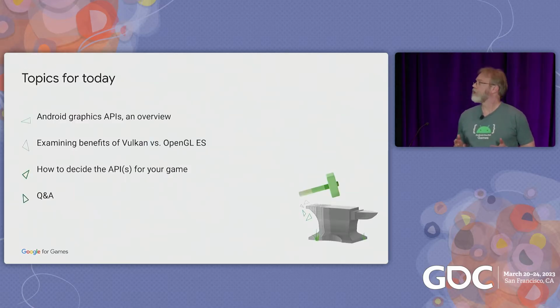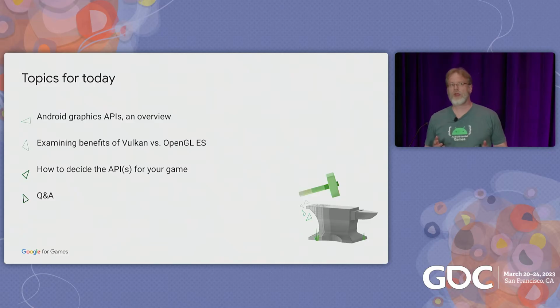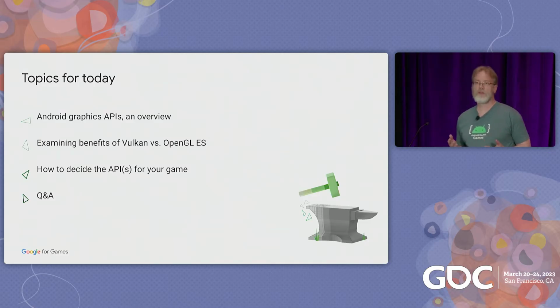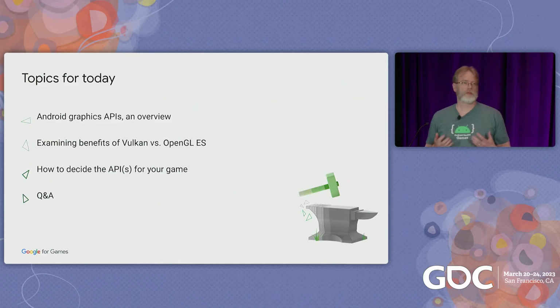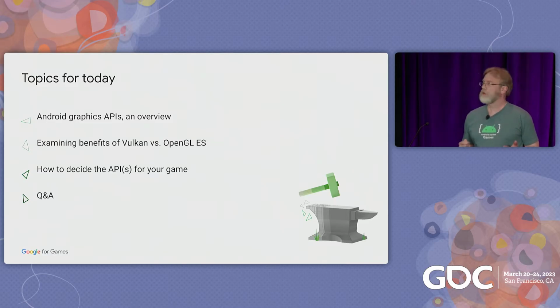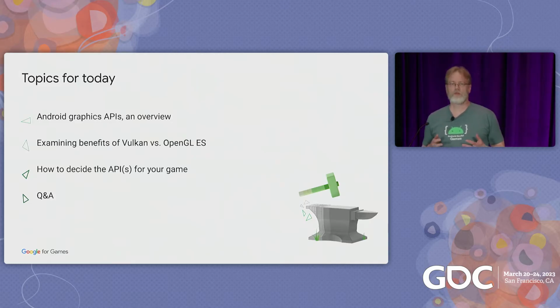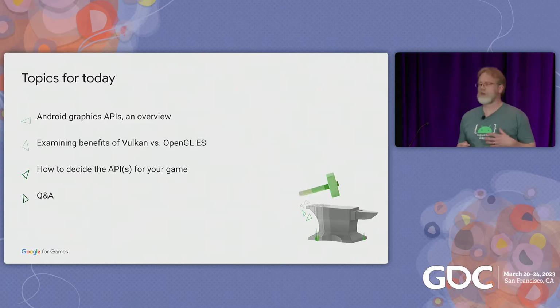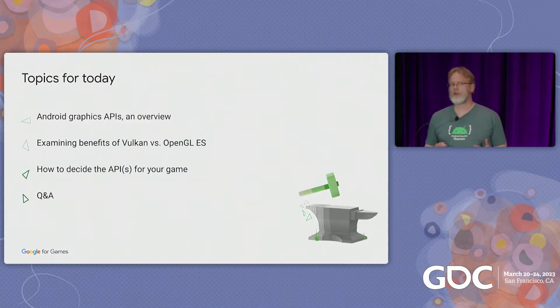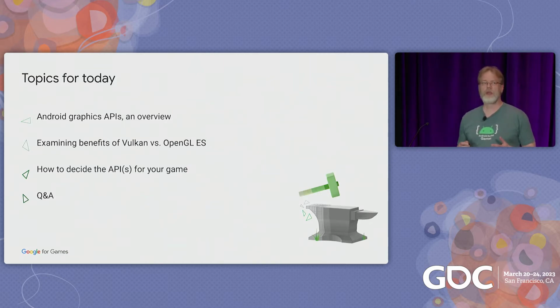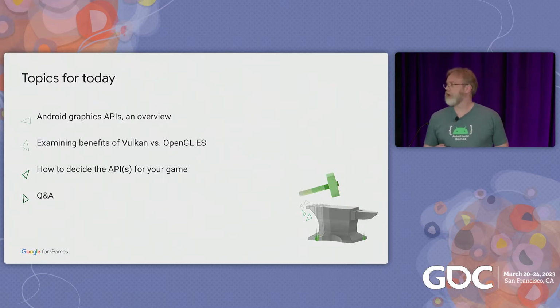So our topics for today, I'd like to start by giving a brief overview of Android graphics APIs. That is the low-level APIs, which you use to talk to the hardware on the device. Those APIs are OpenGL ES and Vulkan, and we'll do a little examining of the benefits of Vulkan in comparison to OpenGL ES. From there, we'll discuss how you decide what APIs are right for your particular game. And we'll look at that from the context of game developers who may be using a commercial or open source game engine, or developers who are doing their own engine and technology stack. And then we'll do some Q&A at the end.